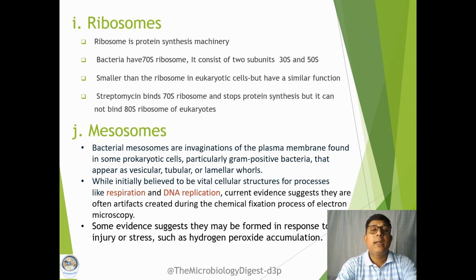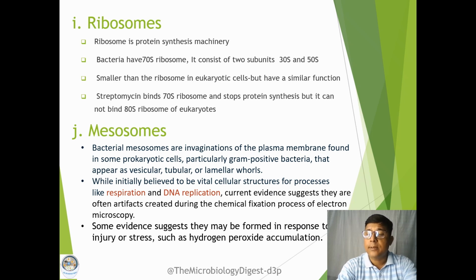So the next component is the bacterial ribosomes. Ribosomes, as we all know, serve as the machinery for protein synthesis. In bacteria, the type of ribosome present is 70S, and this 70S ribosome is composed of two different subunits: a smaller subunit and a larger subunit. The smaller subunit is the 30S subunit, and the larger subunit is the 50S subunit.